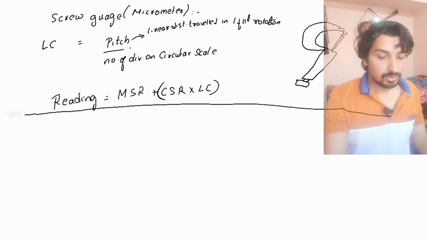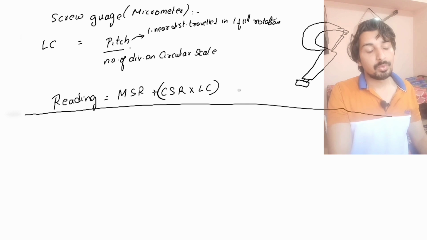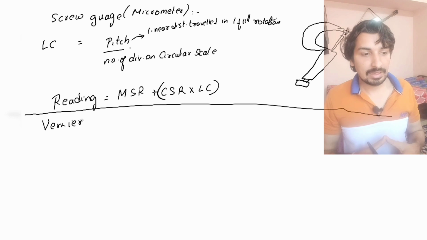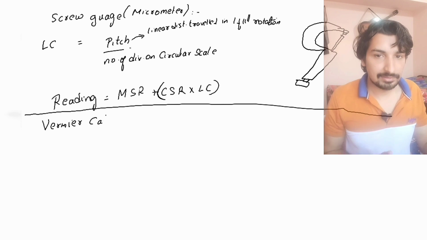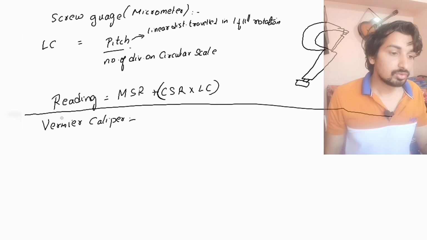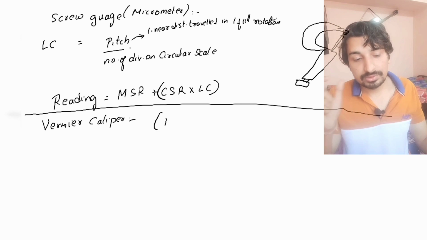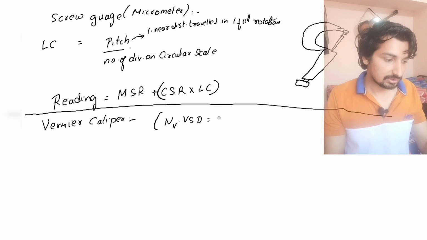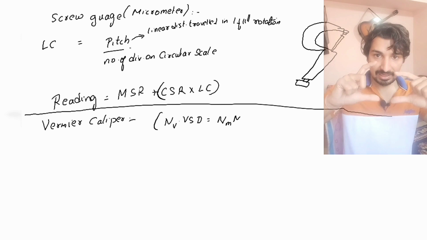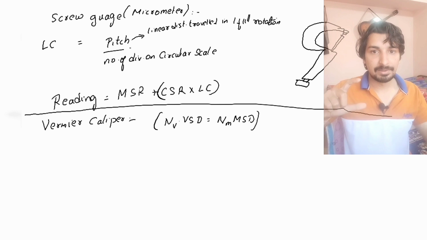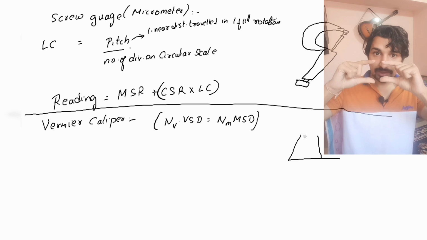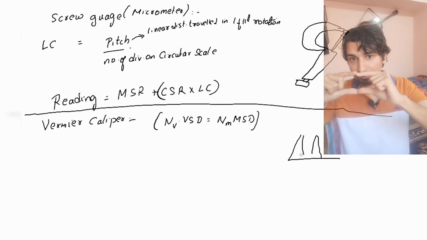Got it? Next we have the vernier caliper. It is again a device used to take measurements. A vernier caliper has two scales, the vernier scale and the main scale. Some number of vernier scale divisions will be equal to some number of main scale divisions. You can see this many vernier scale divisions are equal to this many main scale divisions. For example, 10 vernier scale divisions equal 5 main scale divisions.